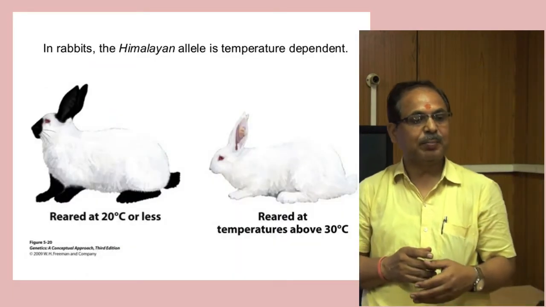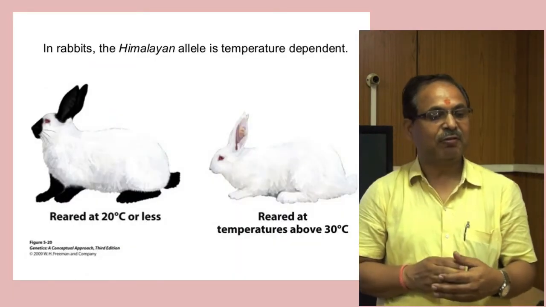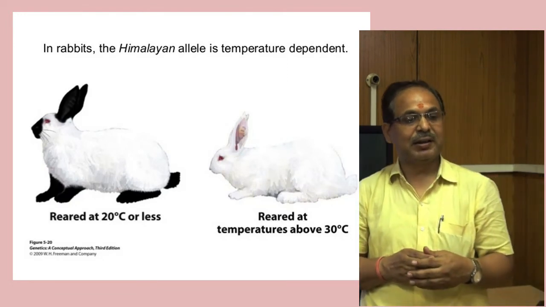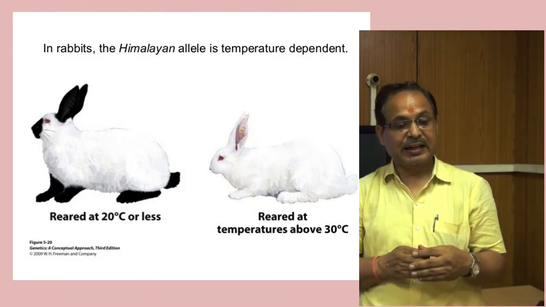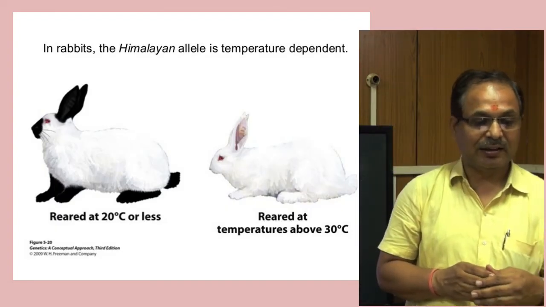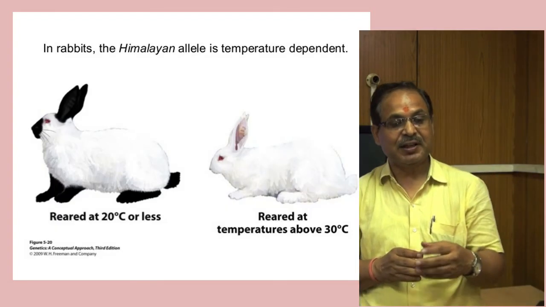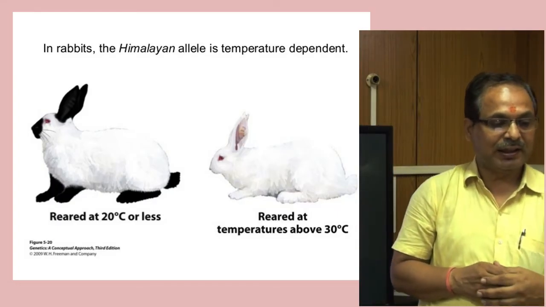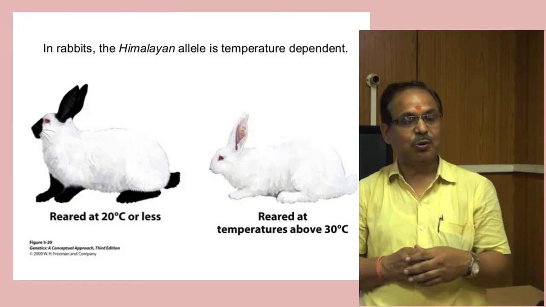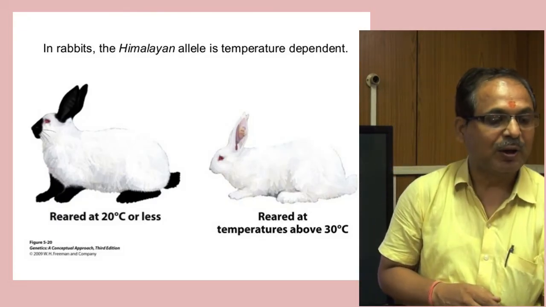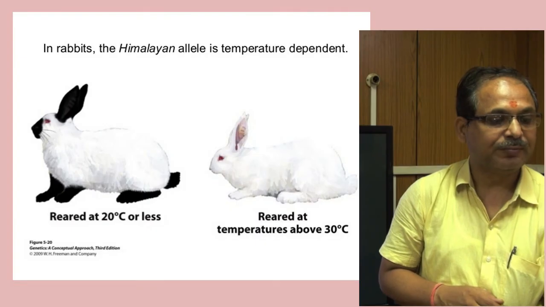Another example of these environmentally influenced characters is in rabbits, where the Himalayan allele is temperature dependent. When the rabbit is reared at 30 degrees temperature, it expresses white color, and when reared at 20 degrees centigrade or less, a different phenotype is observed.